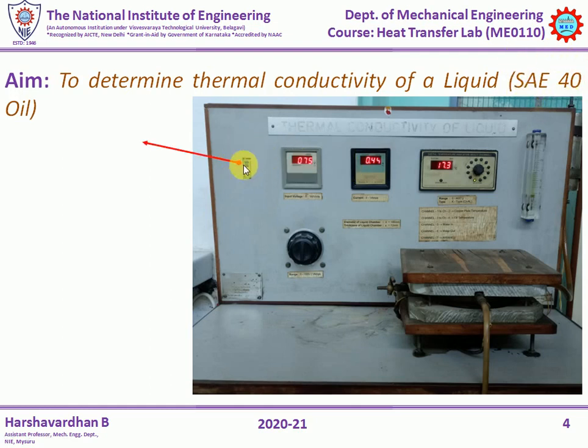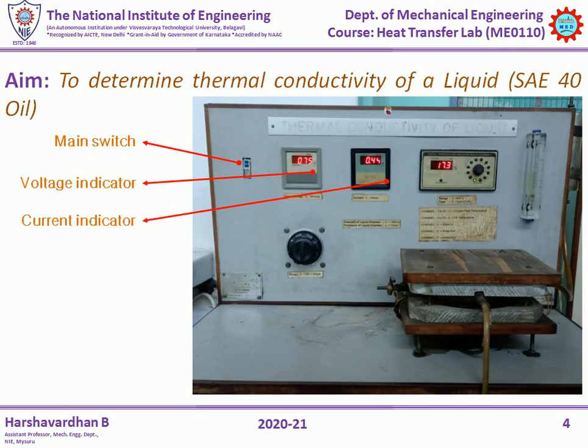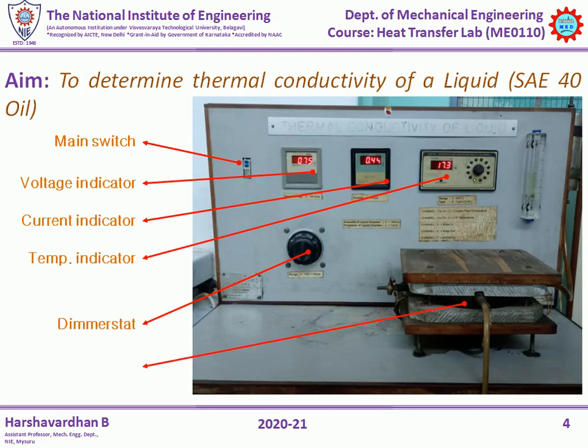This is the main switch. This is the voltage indicator. This is the current indicator. This is the temperature indicator. And this one is the dimmerstat, which will be used to set the voltage and current for the electrical heater. And this is going to be the test chamber or the liquid chamber.